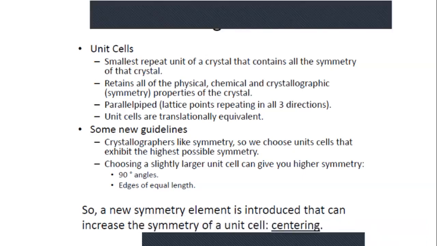And so now we're going to introduce a new symmetry element that can increase the symmetry of a unit cell, which is called centering. Centering is a translational symmetry. So all we're doing is we're shifting lattice points.